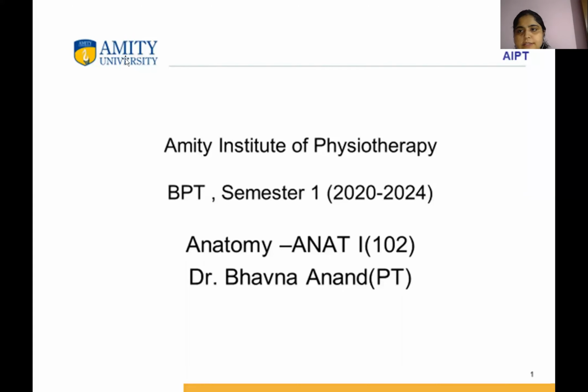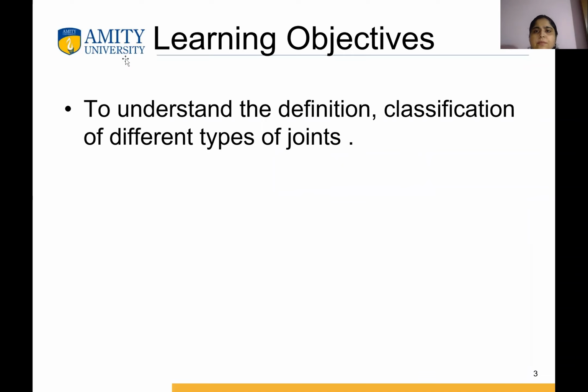Good morning, students. Today, we'll be dealing with the joints, which is part of the Module 1 General Anatomy. The learning objective is to understand the definition and classification of different types of joints.